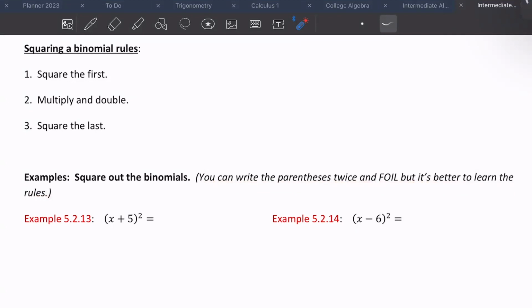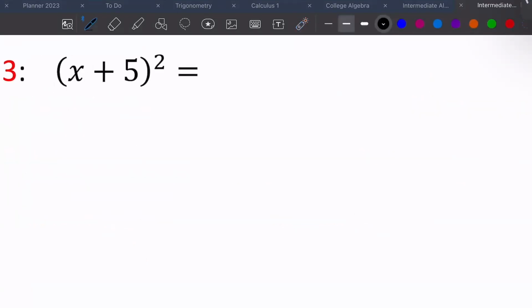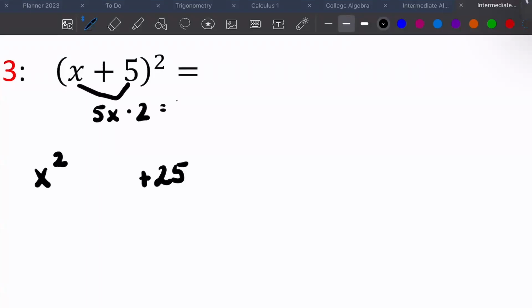You're going to square the first, meaning this guy, multiply and double. So you're going to say x times 5 times 2, and then you'll square the last. So this looks like x squared plus 25. Okay, in the middle, we're going to say 5x times 2 and get 10x, and that's what goes in the middle. And you're done.